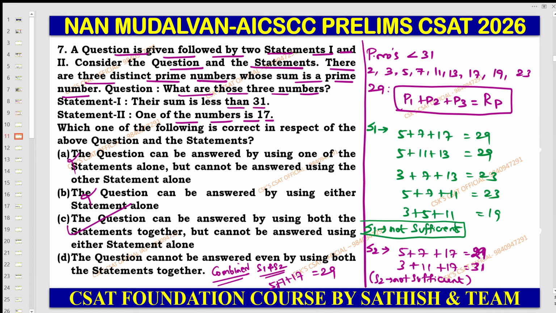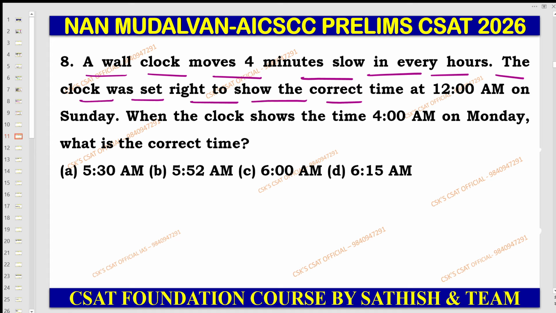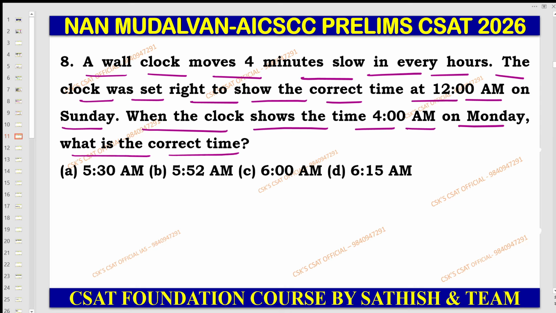Right. Next question. This is a simple question. You have to learn a simple question in a simple model, right? A clock moves 4 minutes slow in every hour. The clock was set right to show the correct time at 12 a.m. on Sunday. When the clock shows the time 4 a.m. on Monday, what is the correct time?